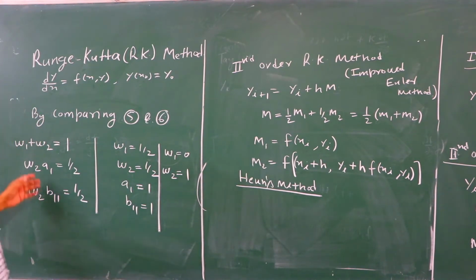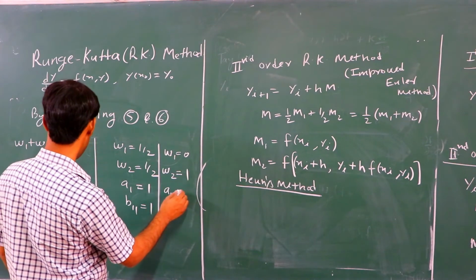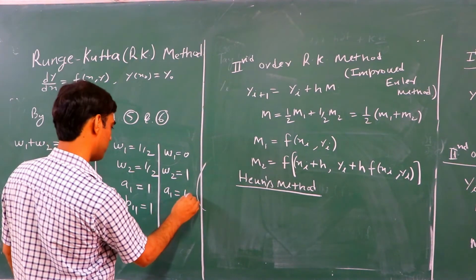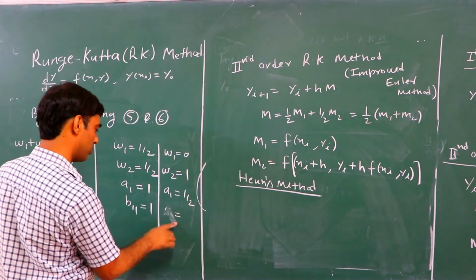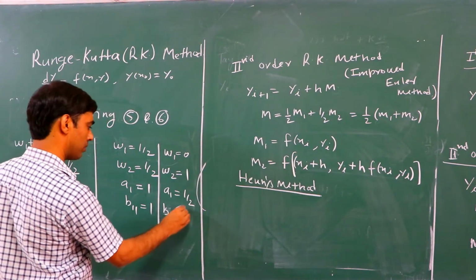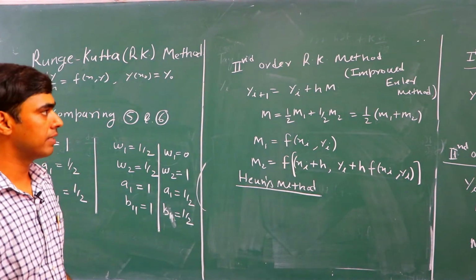A1 becomes 1 by 2, and A2 also becomes 1 by 2. B11 also becomes 1 by 2. Now, what is the second form of our RK methods?